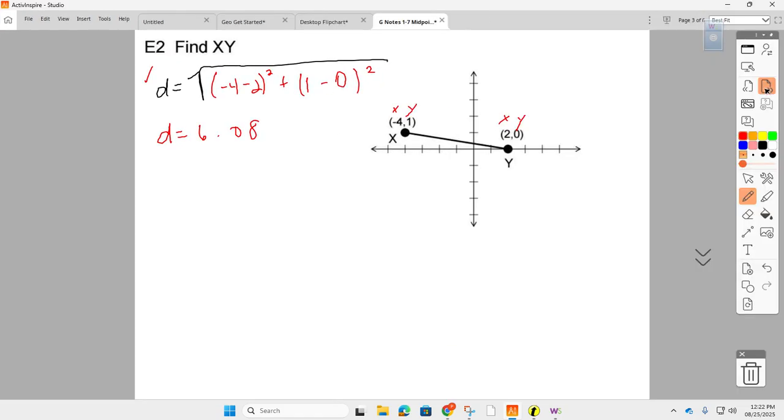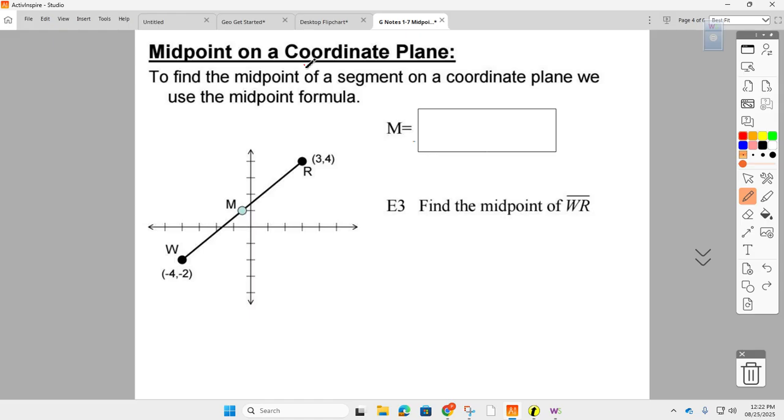The other formula we're going to learn to use is the midpoint on a coordinate plane. So when we find the midpoint, we're not finding the length. We're actually finding an ordered pair. We're finding the x-coordinates and the y-coordinates of the point that is the midpoint on a segment.